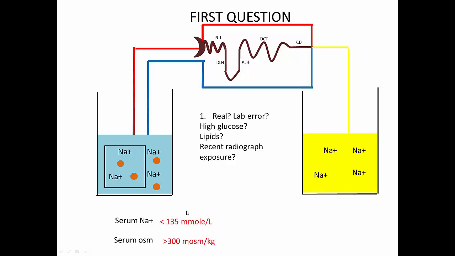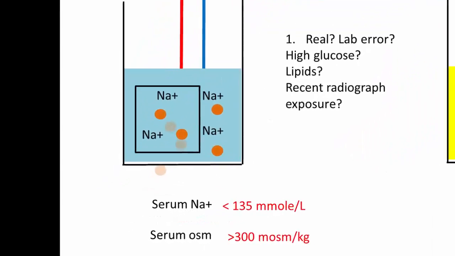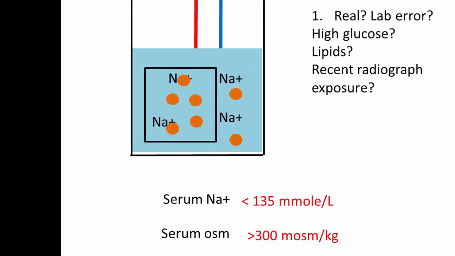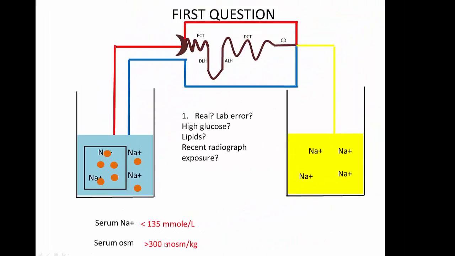So let's ask our first question. Is the hyponatremia an error? So we can repeat the lab test. Another possibility is that the glucose would be high, and the glucose would displace the sodium and therefore give a falsely low reading. We would know this by the fact that the serum osmolality is high.